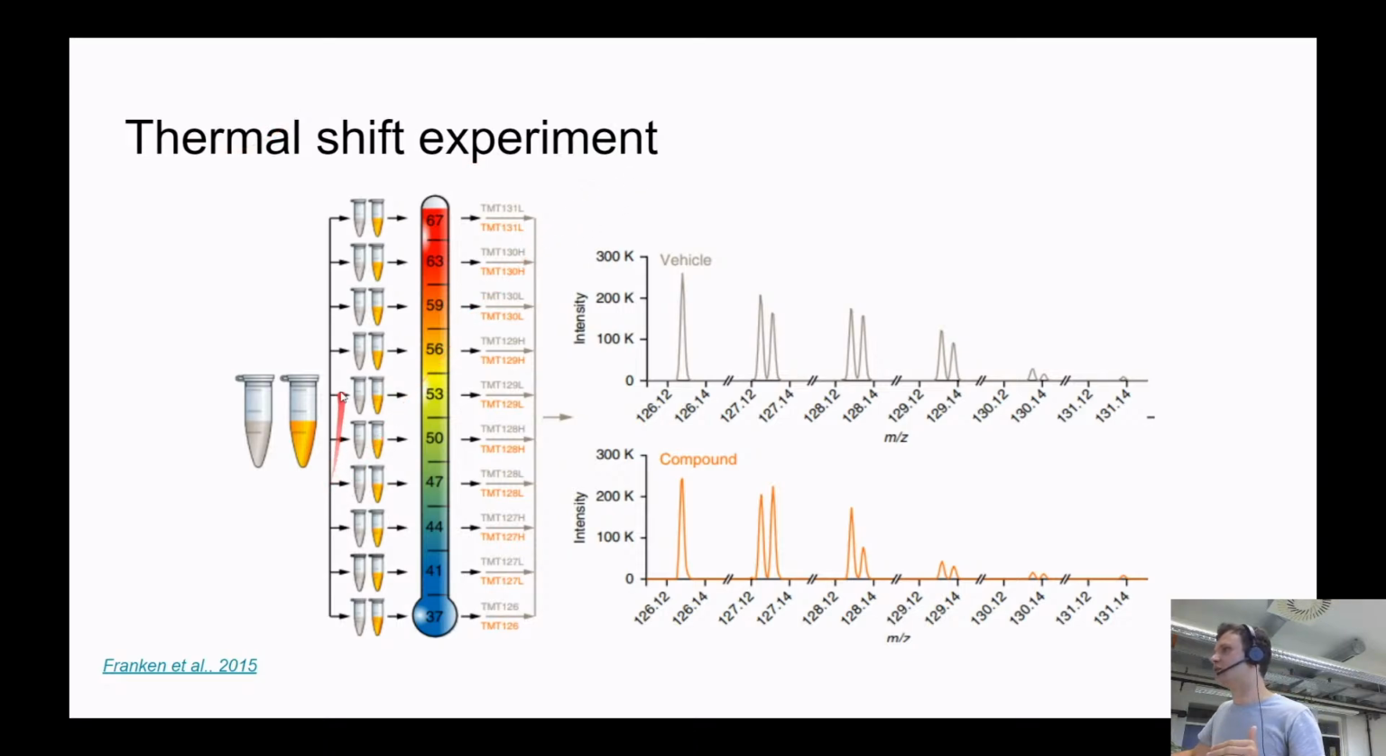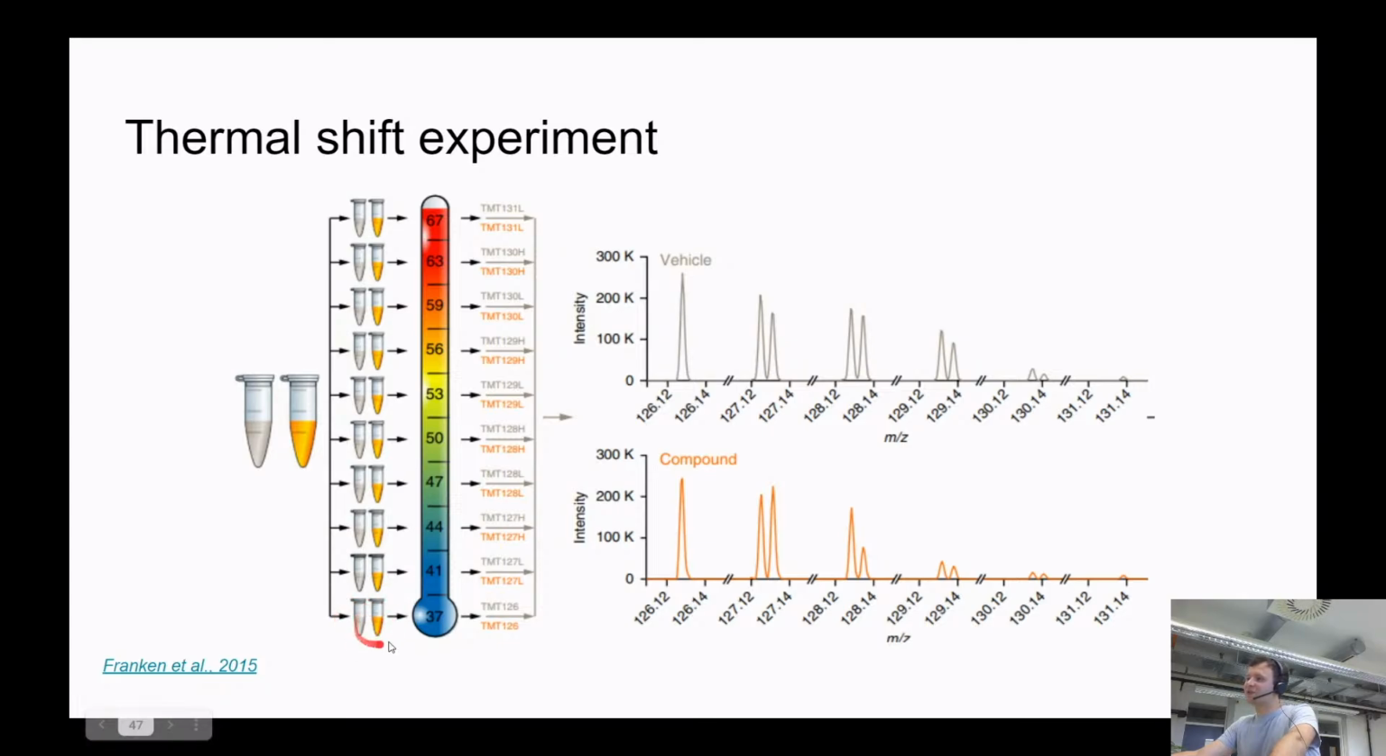So what is this experiment doing? Imagine we have two Eppendorfs, one Eppendorf with lysate of cells with placebo, and in another tube we have a lysate of cells with our drug of interest. What we're doing next is incubating these tubes at different temperatures. So we split these tubes into, let's say, 10 different tubes.